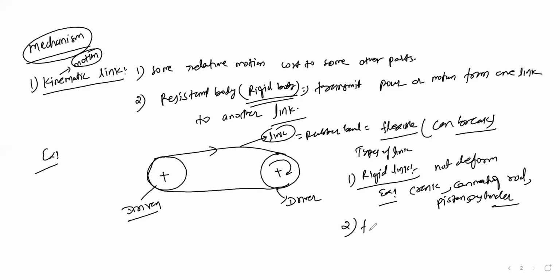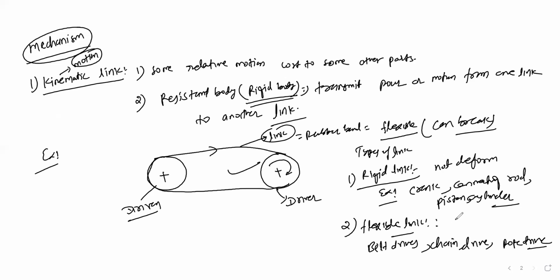Similarly, the next is the flexible link. Flexible means, for example, a drive. Which drive? A belt drive, chain drive, rope drive. These are the flexible links, which can deform.